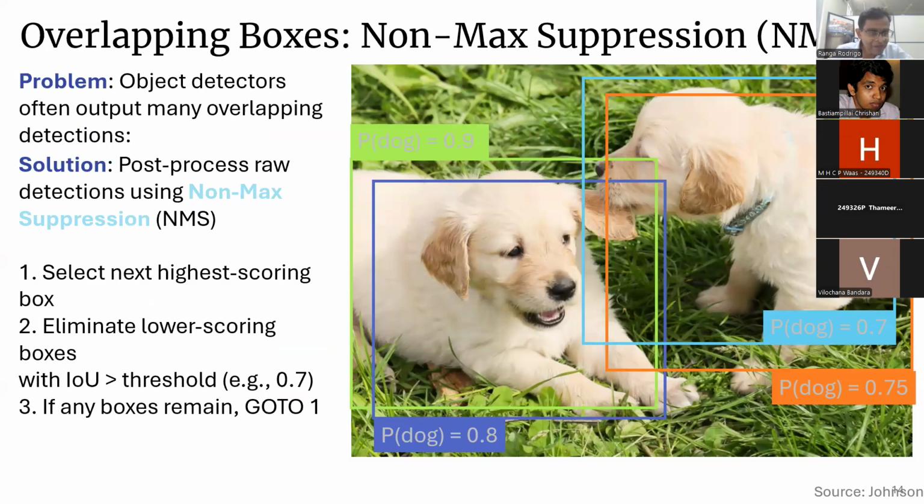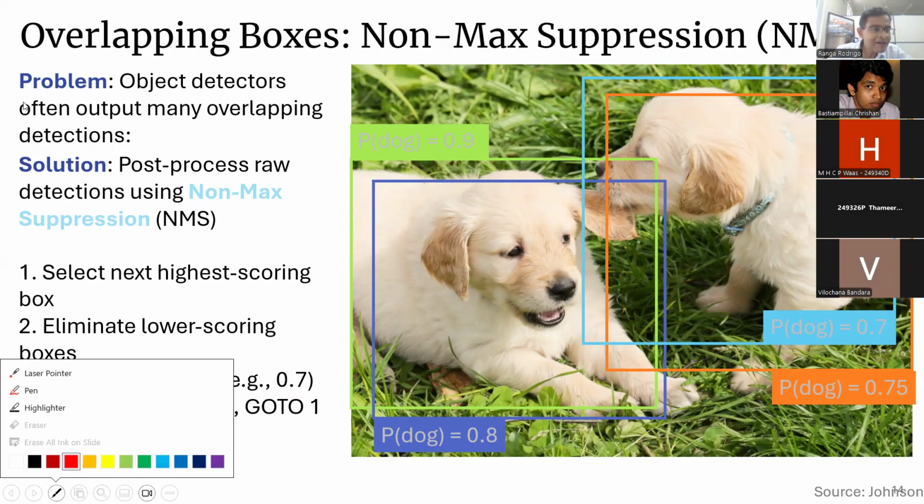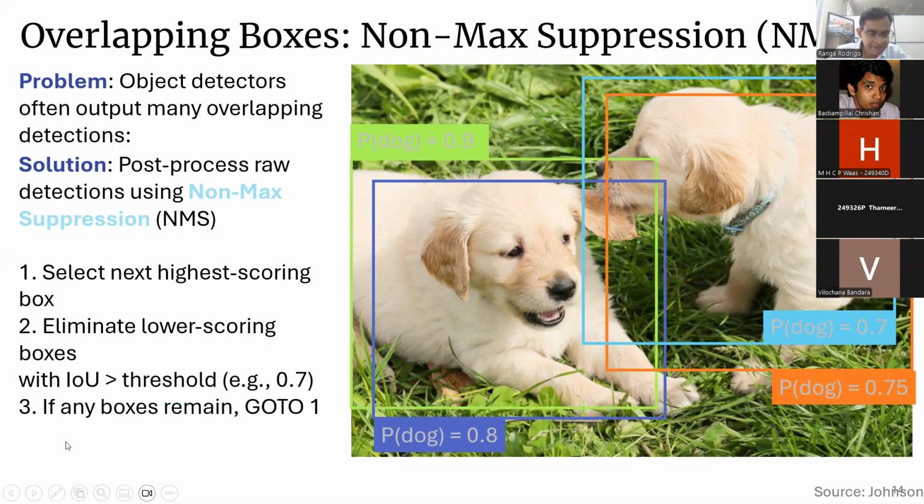All right. Problem: object detectors often output many overlapping detections. For example, for the dog on the left, you can see the probability of the dog being 0.9 for one box, probability of the dog being 0.8 for another box, slightly apart. This other dog is also the same, a 0.7 box and a 0.75 box. They are very close to each other.